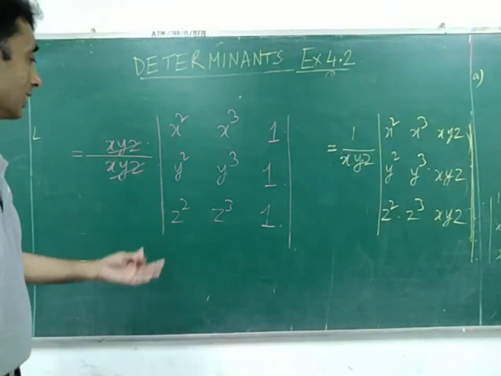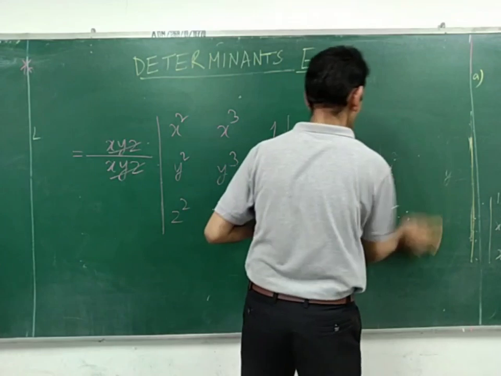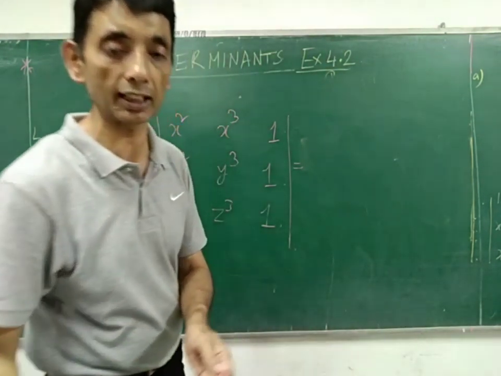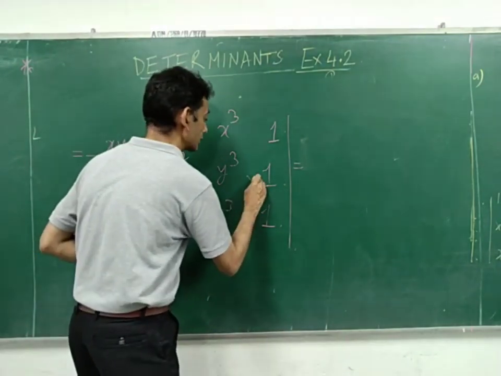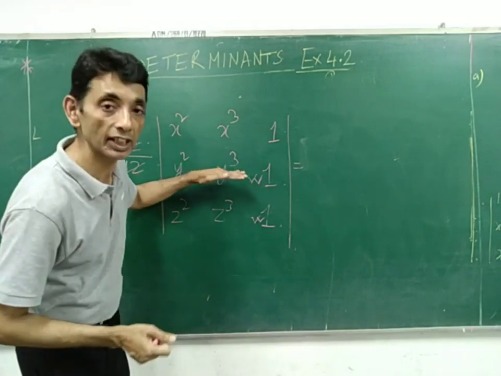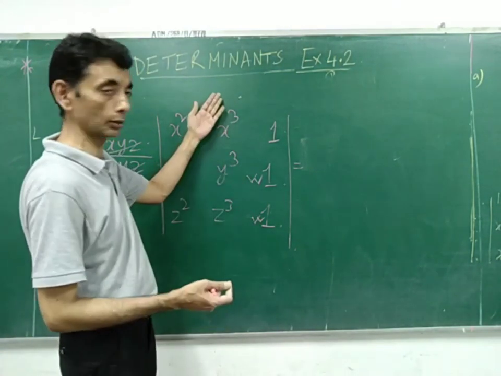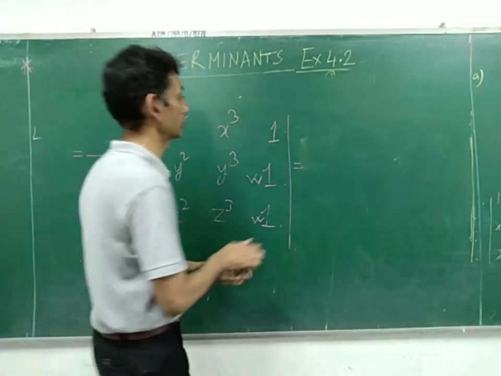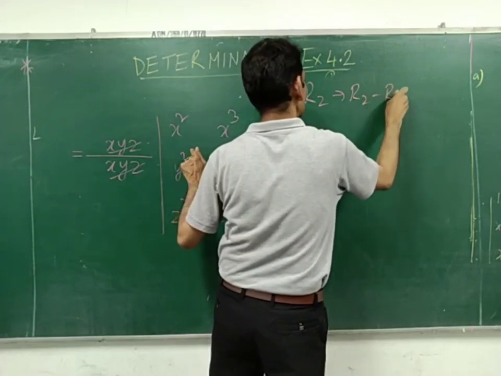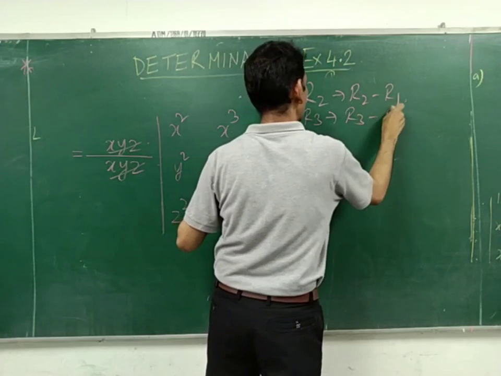So next is a very common step. We are using these steps in many other questions. We are going to make this 1 zero and this 1 zero. So how can you make this 1 zero? That means we will subtract R1 from R2. So the obvious steps will be R2 becomes R2 minus R1, R3 becomes R3 minus R1. So please write this.